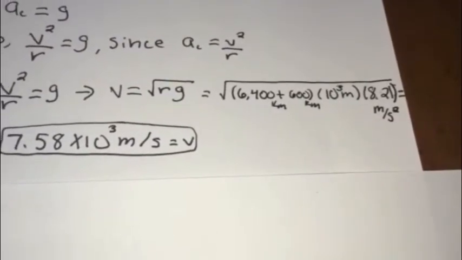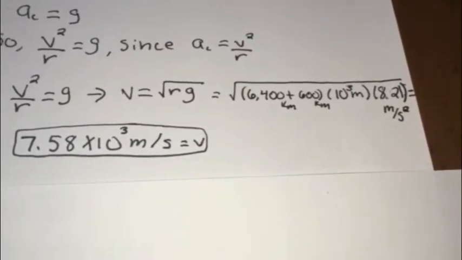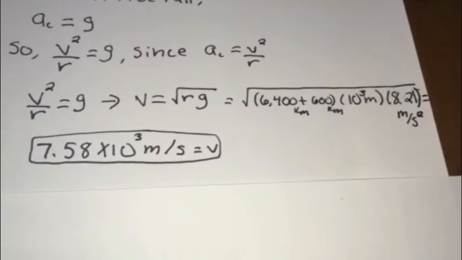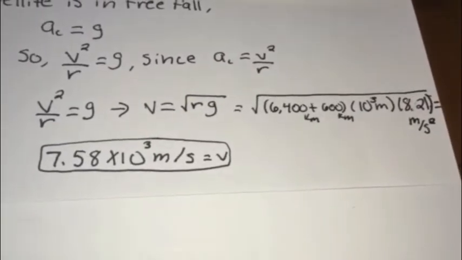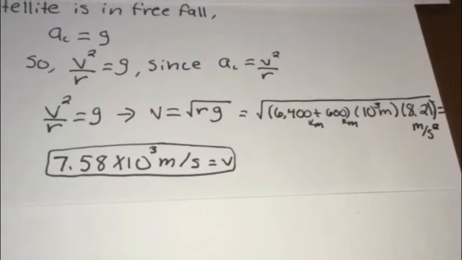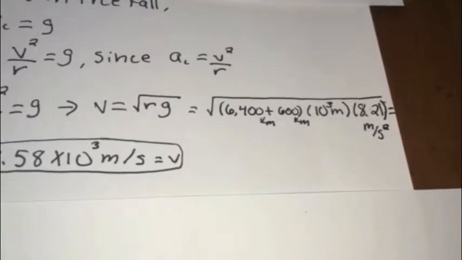The radius is actually equal to 6,400 kilometers plus 600 kilometers. What a lot of people forget to do is add the 600 kilometers, because they forget to take into account that the satellite's altitude is also part of the radius. I've done that multiple times. And you also multiply that by the units, which are 10 to the third meters.